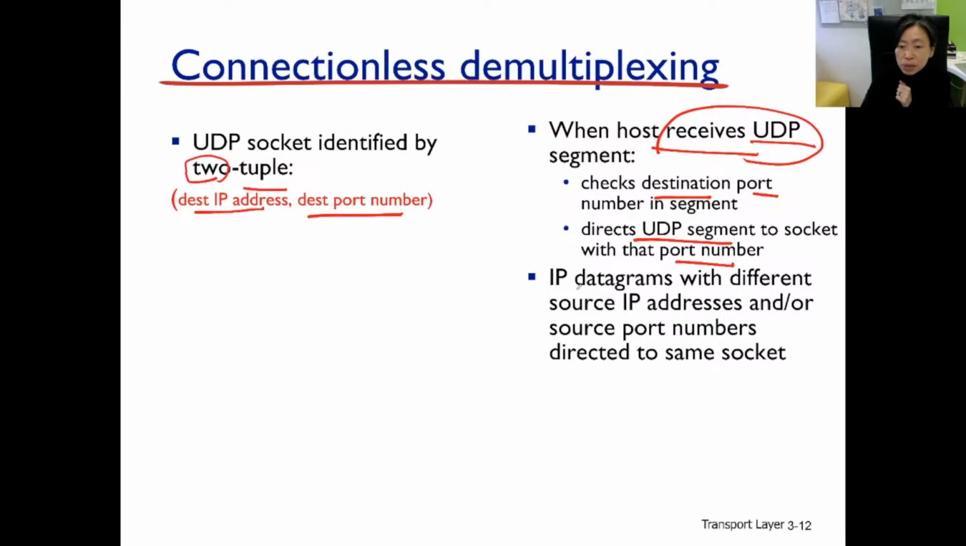All right. So datagrams with different source IP addresses and different source port numbers, as long as they come to the same IP address and same destination port number, they will be going through the same socket. So demultiplexing for UDP is slightly simpler. All we care about is the destination address and port number.